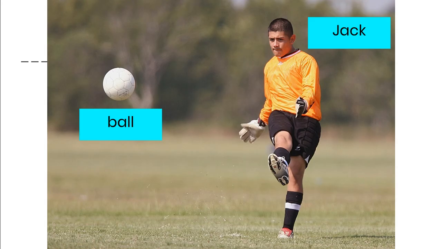So let's try this with some other pictures. After each picture, I'm going to ask you to pause your video and write down the sentence. It's important to write it today because we really want to get practice using the apostrophe in the correct spot in our sentence. So in this picture, we have Jack, and he has a soccer ball. So go ahead and pause your video and write down the sentence that shows that the soccer ball belongs to Jack.